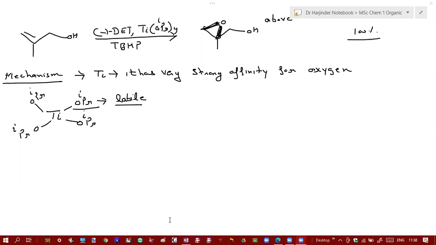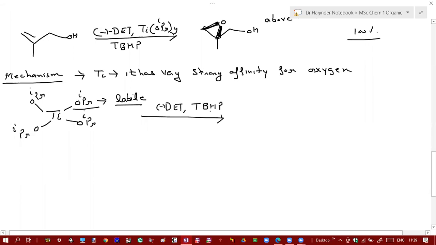So what happens is, since this titanium has a strong affinity for oxygen, when it is placed with diethyl tartrate, whether plus or minus, that will depend. Suppose you place it with minus diethyl tartrate and tertiary butyl hydroperoxide.